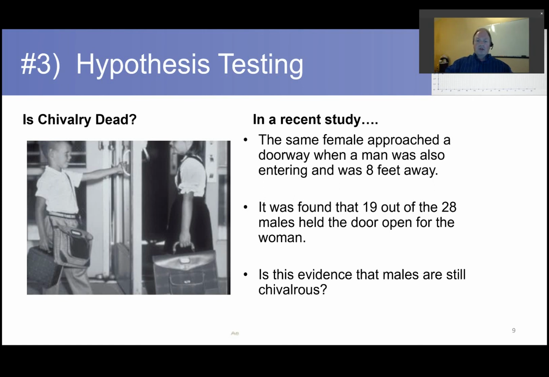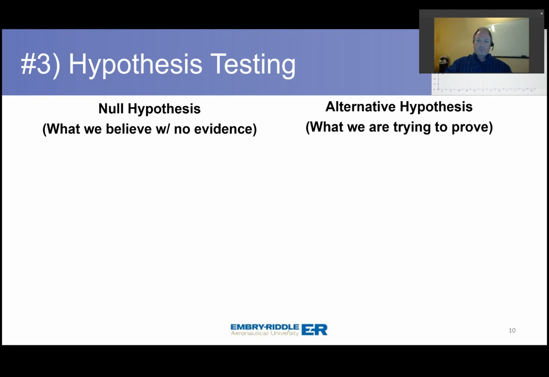So what we want to do in hypothesis testing is consider 2 hypotheses. The first is the null hypothesis. This is what we would believe if there was no evidence. The other is the alternative hypothesis. It's what we're trying to prove. If you read old papers, you'll sometimes hear it called the research hypothesis, because it's the thing that we're trying to prove in our research study.